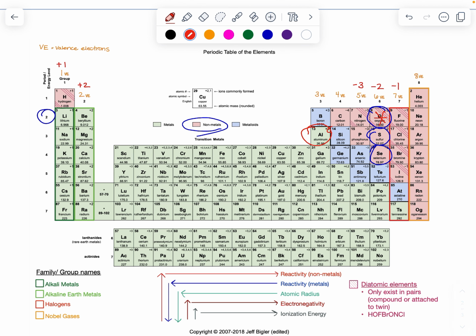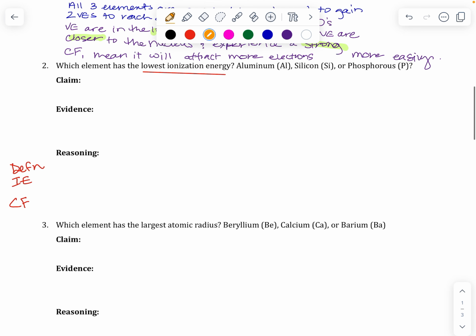So aluminum, silicon, phosphorus. And again, looking at those, we can look at our trend for ionization energy, which is this gray one down here. As we go to the right, that increases. So I can use those arrows to determine that phosphorus is going to have the greatest ionization energy. But then I need to explain what that means and how my evidence supports that. All right, so I'm going to say all 3 of these have valence electrons in energy level 3.